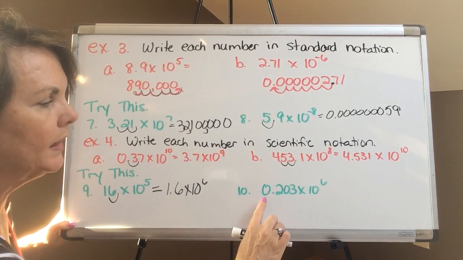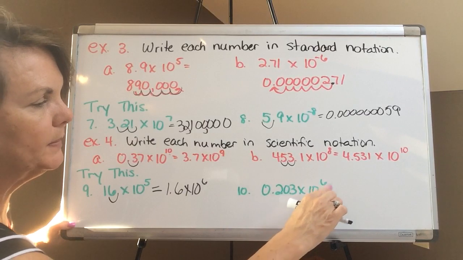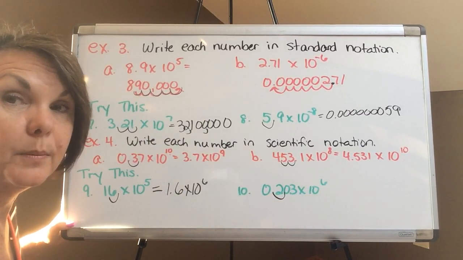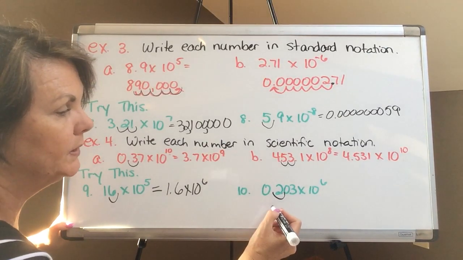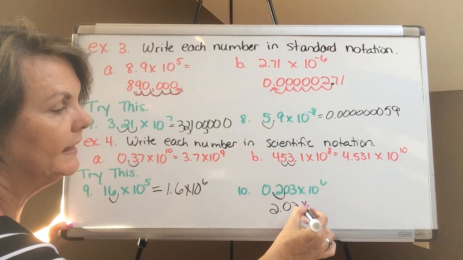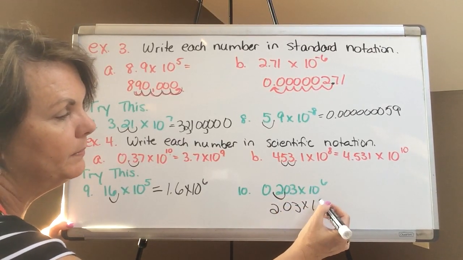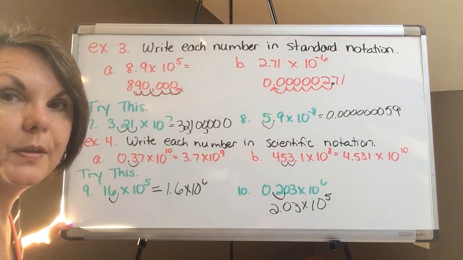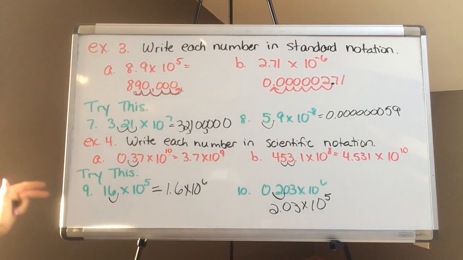Look over here. 0.203 times 10 to the 6th. Well, now I'm going to bring it over there. And now my number is getting larger. So it's going to be 2.03. So if I'm making this number here get larger, that means I have to make the exponent get smaller by the number of places that I moved it.